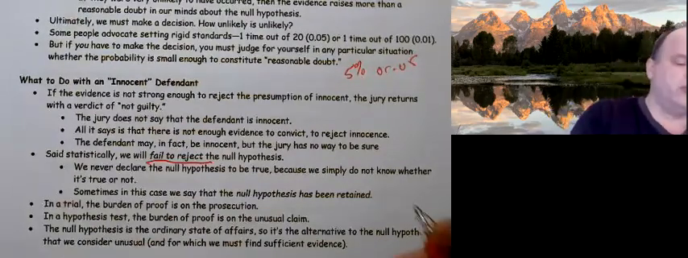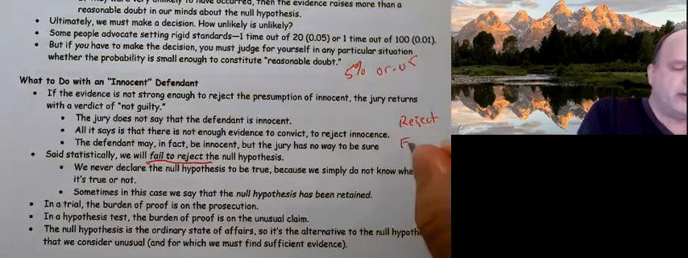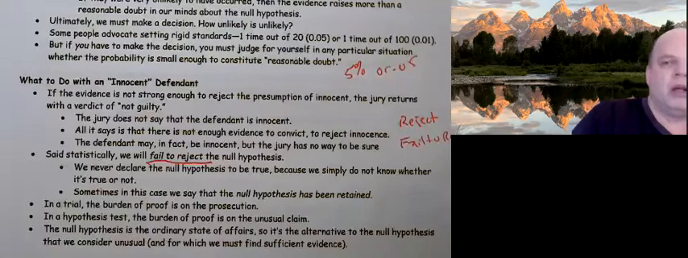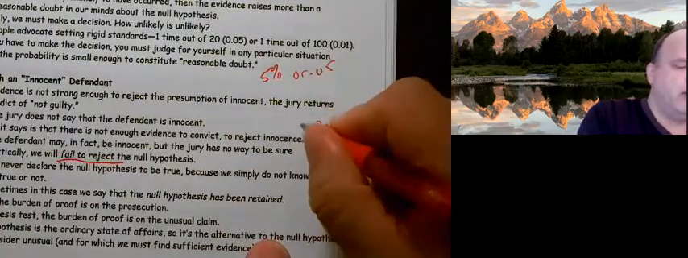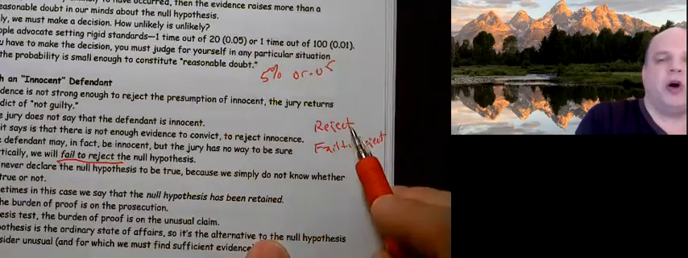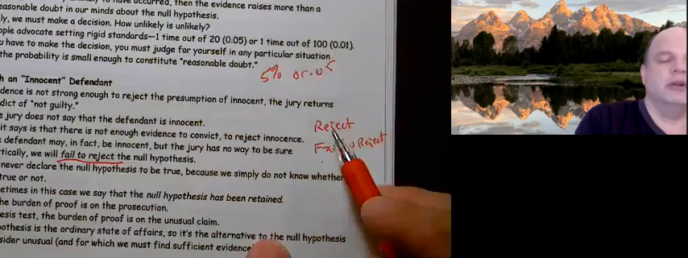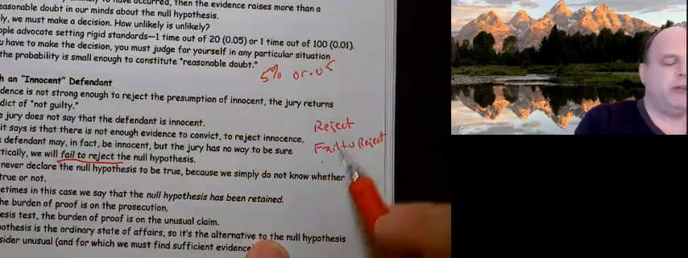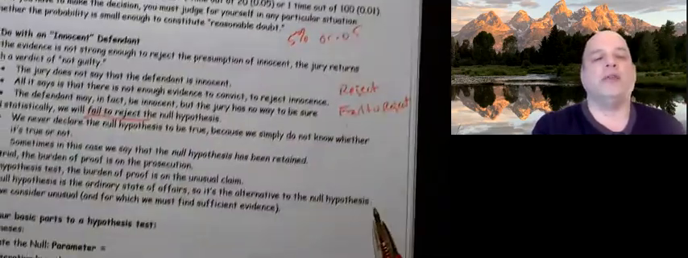So our two choices in statistics are going to be reject or fail to reject. Reject has a small p-value, fail to reject will have a larger p-value. Reject is going to be a small p-value, generally less than 5%. Fail to reject will have a larger p-value, typically greater than 5%.